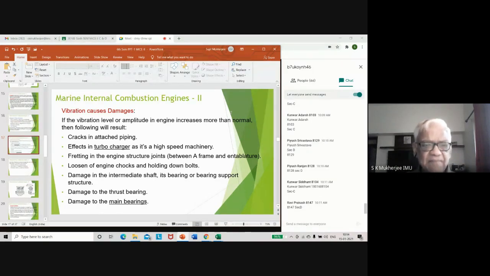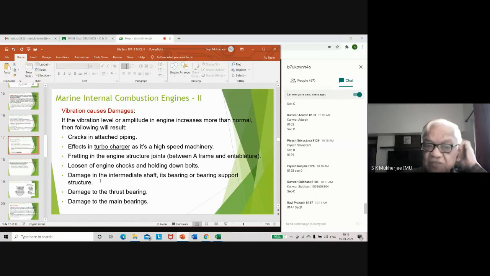Okay. Next is damage to the intermediate shaft, its bearing and bearing support. See, the whole propeller shaft consists of the crankshaft, intermediate shaft, tail end shaft. The intermediate shaft may be a number of shaft pieces which are bolted together at the flange. So the entire length between the engine and the tail end shaft is called the intermediate shaft. That shaft is sometimes held by means of plumber blocks. Plumber blocks are bearings which are based on the tank top or on the structure of the engine at the floor plate level. So these bearings are impacted upon by the shaft if there is vibration. So they get damaged. The shaft will get damaged, the bearing also will get damaged.